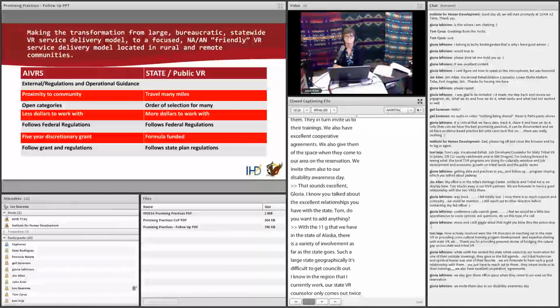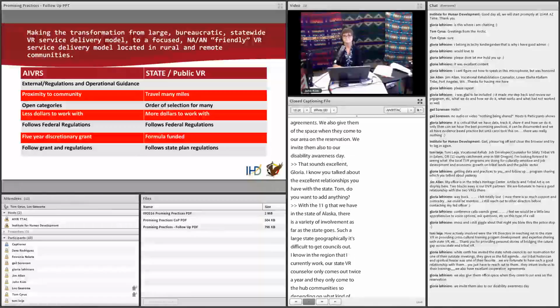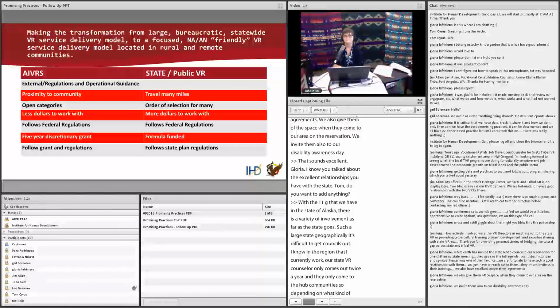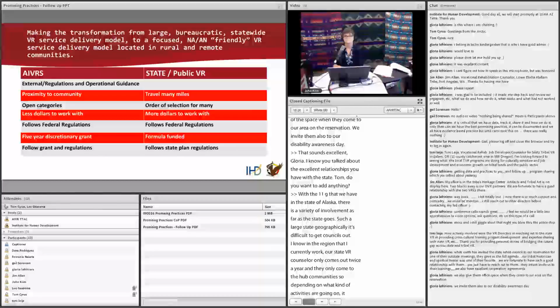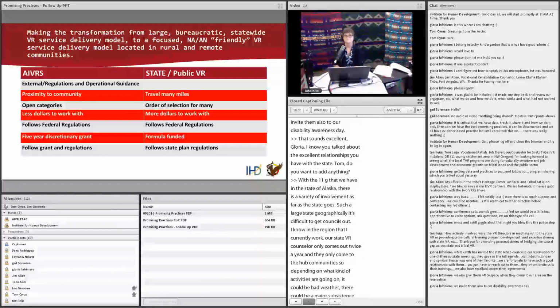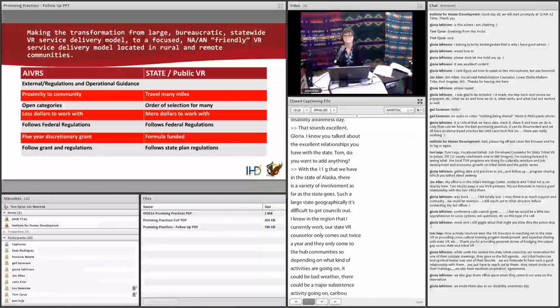Depending on what activities are going on when they come, there could be bad weather, or a major subsistence activity going on, like the caribou migrating, or it's time to be fishing. People can't make it into the community of Kotzebue, so they don't have a lot of access to the VR counselor.